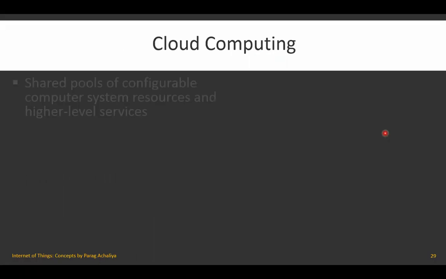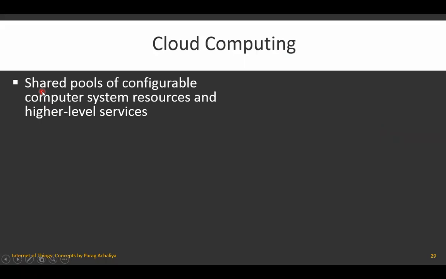Then next is cloud computing. Cloud computing is the shared pool of configurable computer system resources and higher level services. It is one kind of pool where many things are available, and those things are nothing but computer system resources and higher level services. In cloud computing, there is one huge cloud, and that cloud has various resources and services that can be used by the user as part of the cloud computing service.